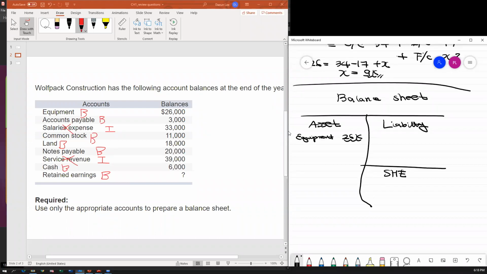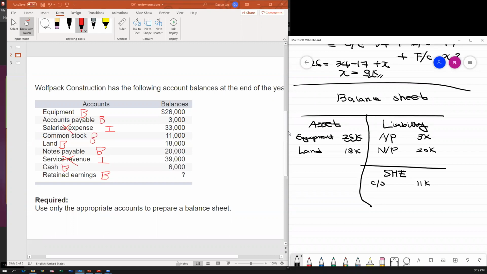Accounts payable is a liability item, so we're going to report it under the liability section, accounts payable by $3,000. Common stock is a shareholders' equity item, so you report common stock for $11,000. Land is an asset, so you report land under the asset category by $18,000. Notes payable is a liability item, so notes payable right here, 20K.